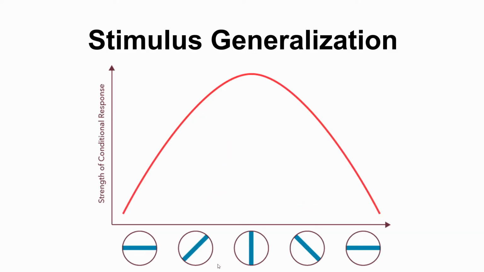Whereas if we're talking about the fact that we get fairly high responding to both vertical and diagonal, if they respond fairly similarly to them, we could say that the animal has generalized.